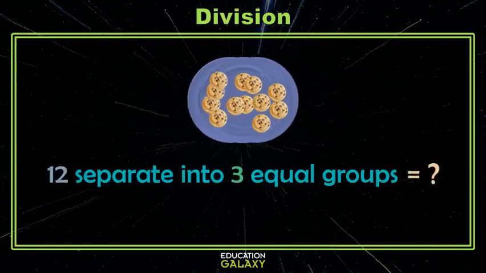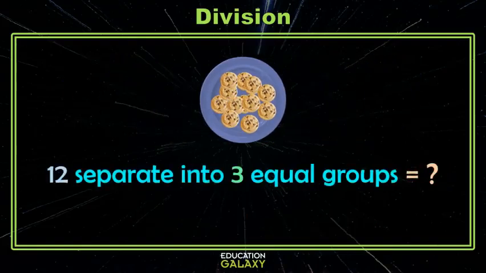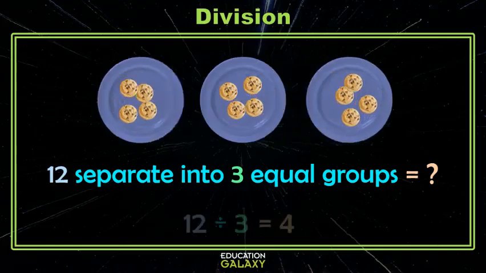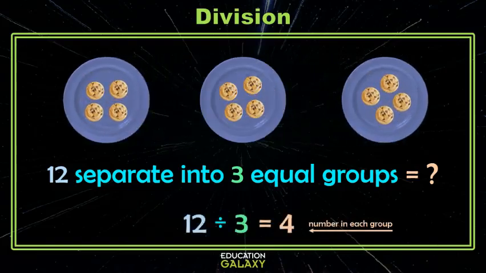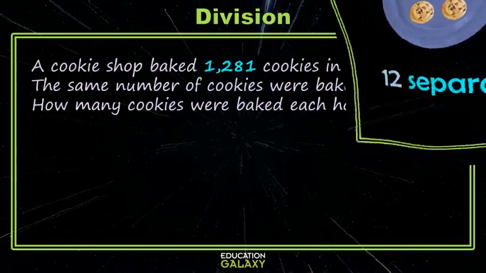Similarly, we learned that if we started with a total and we wanted to separate it into equal groups, we could use division to find the number in each group. So that's all we're doing today. It's just now we're going to use a lot more cookies.